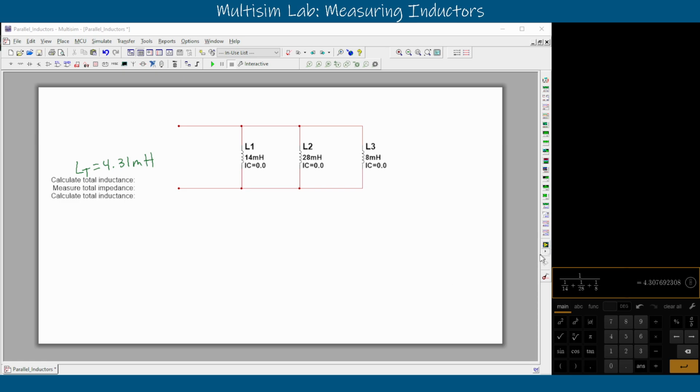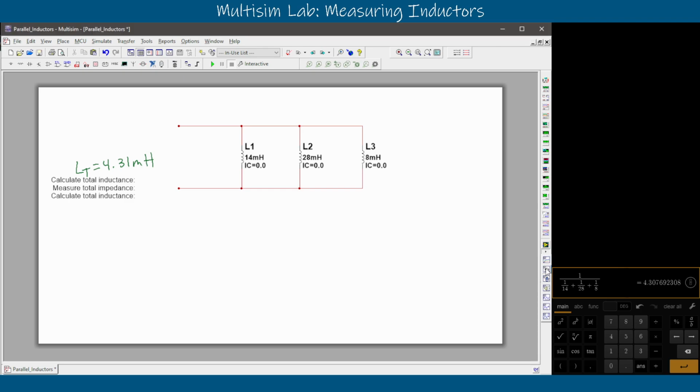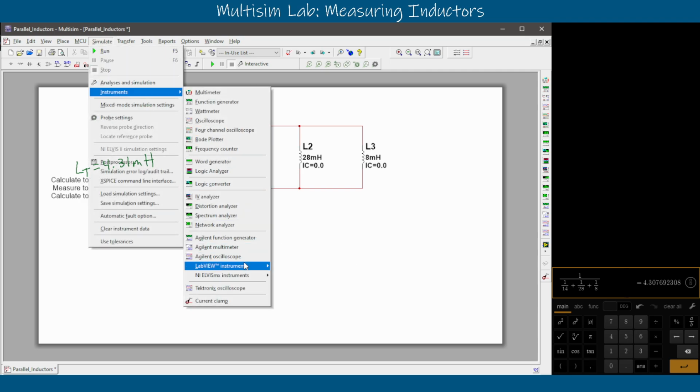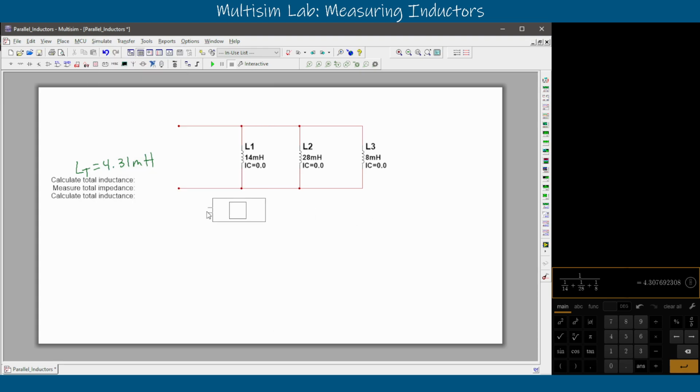And so that is done using our LabVIEW icon. So you can go over to the sidebar on the right here and click on the drop down and get your second meter out there, and that is the impedance meter. Or you can go up to the Simulate tab, into Instruments, down to LabVIEW Instruments, and get your impedance meter off of that as well. So we'll place this over here and we'll plug it in where we expect our battery to be.